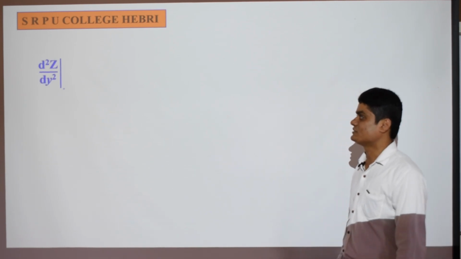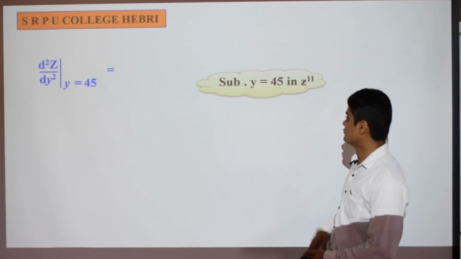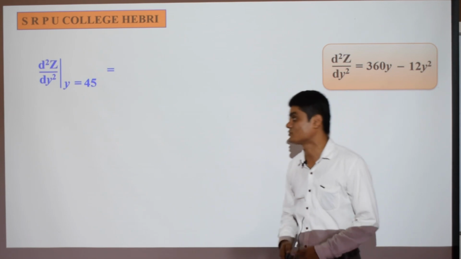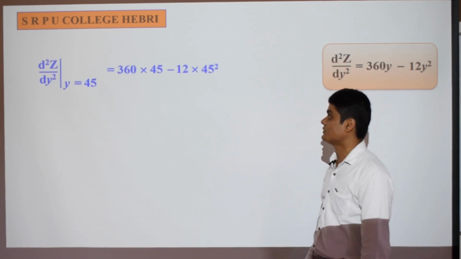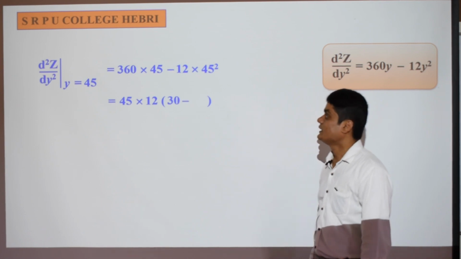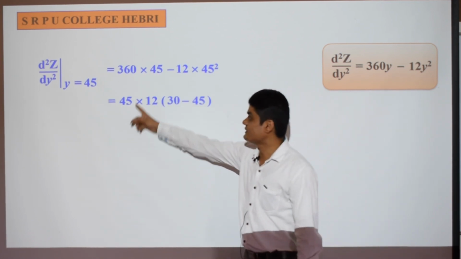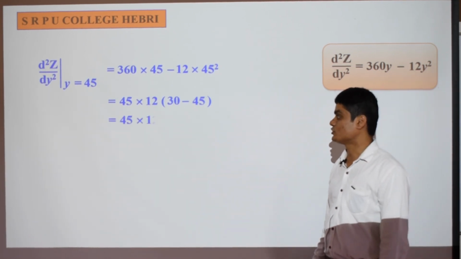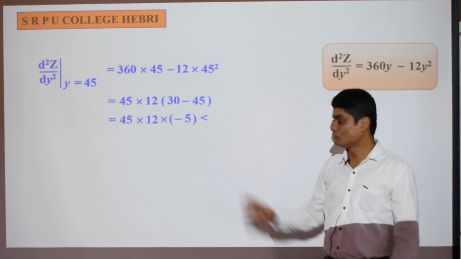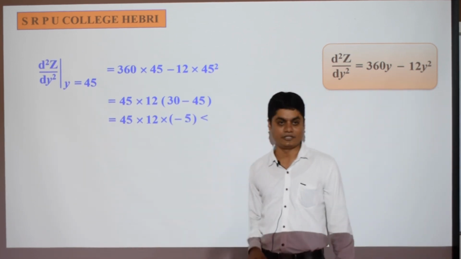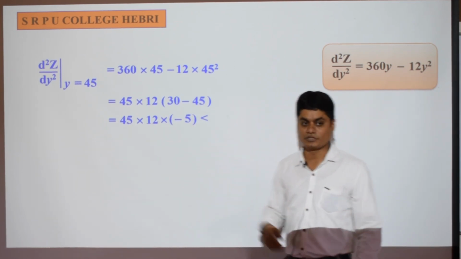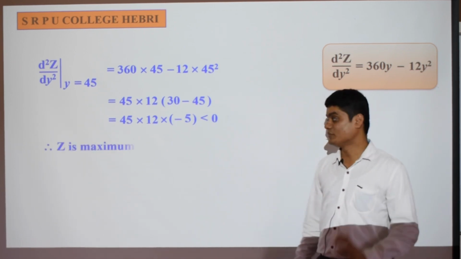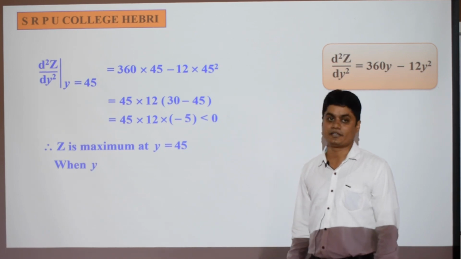So d square z by dy square when y is equal to 45, which is 360y minus 12y square. So it is 360 into 45 minus 12 into 45 square, that is 45 into 12 into 30 minus 45. See what I did here, I took 45 and 12 outside. Then easily you will identify the product. So it is 45 into 12 into minus 5. See, no need to multiply because it is very clear that it is negative, right? One is positive, one is negative sign, so definitely it is negative. So if the second order derivative is negative, z is maximum. Therefore z is maximum when y is equal to 45.